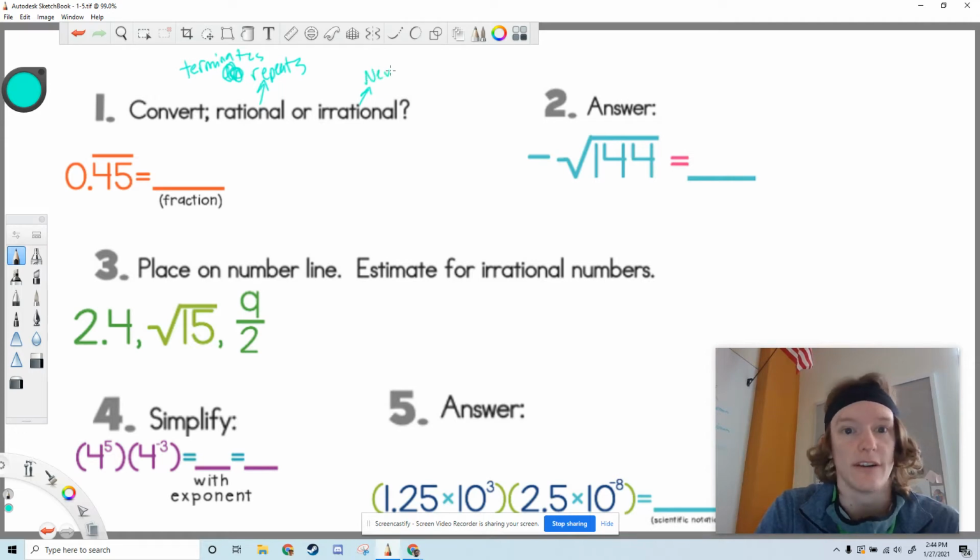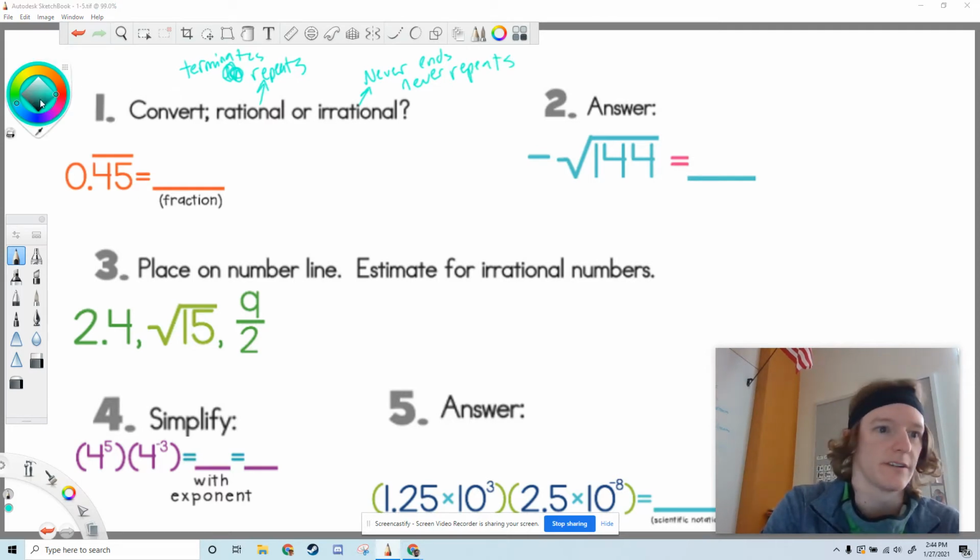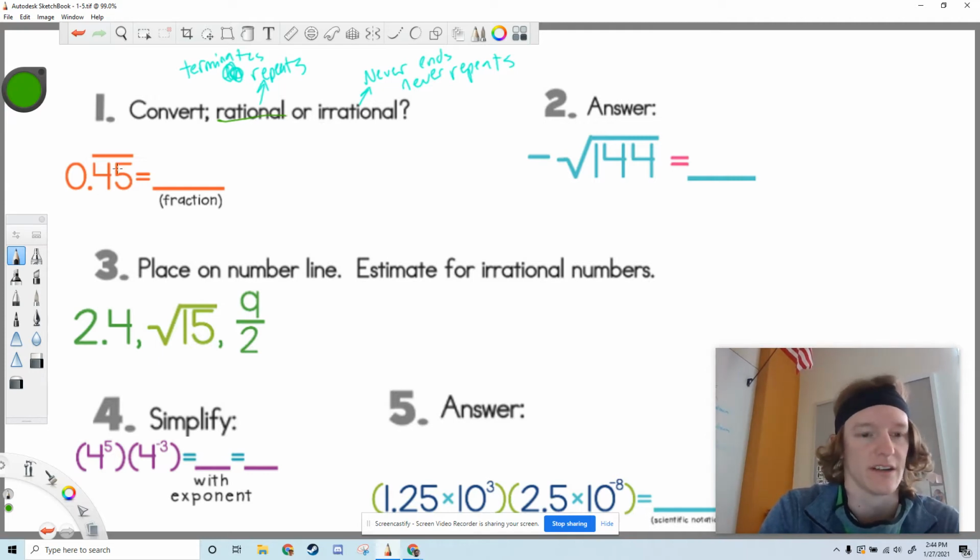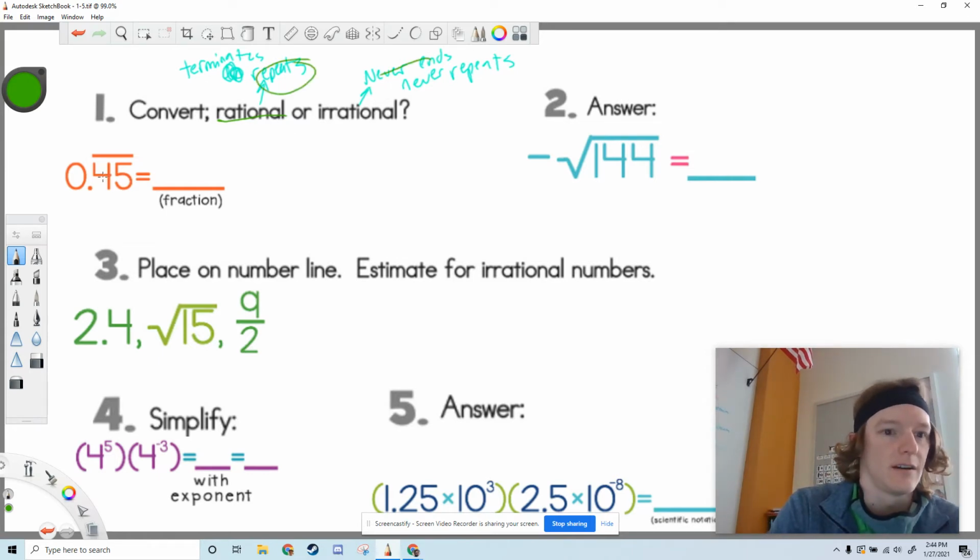Irrational never ends and never repeats. So you should already know that this is a rational number because it's a repeating decimal. This is 0.454545454545. Yeah, it never ends, but it does repeat. So let's just talk about how to write this as a fraction.